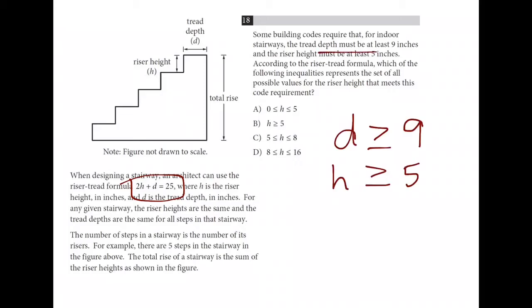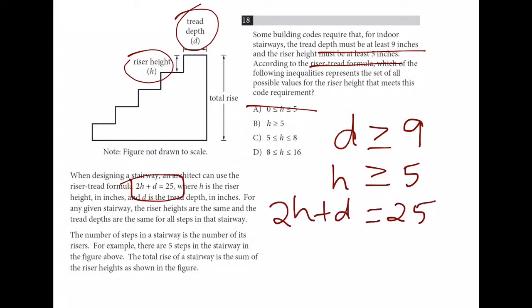So pulled out from my paragraph here, the tread depth, which we use D to represent, is greater than or equal to 9. And the riser height, we'll use H, is greater than or equal to 5. I got the variables from over here. If we look at our answer choices, they're all concerned with H specifically. So which one of these has the height greater than or equal to 5? Well, we see that for choice A, there are values included less than 5. Choices B and D are both incorrect for the same reason.